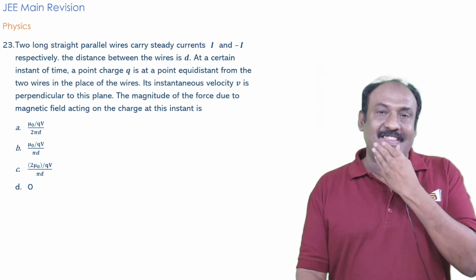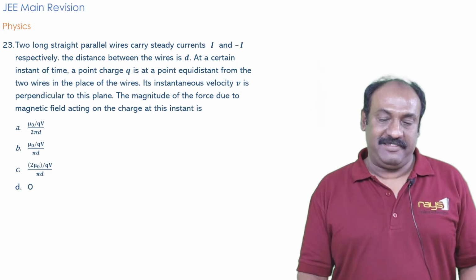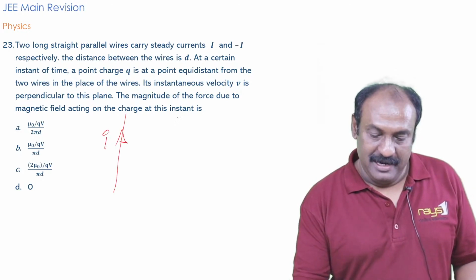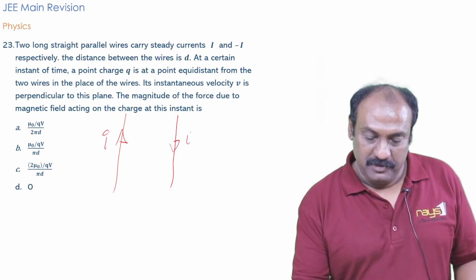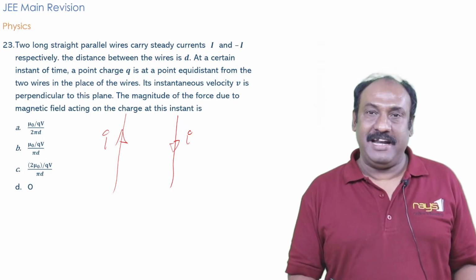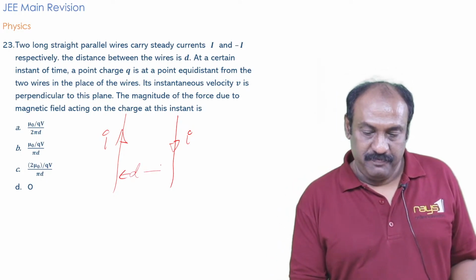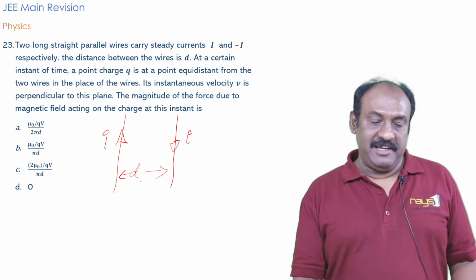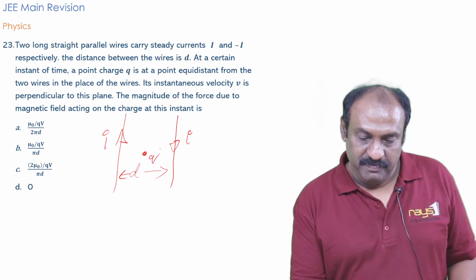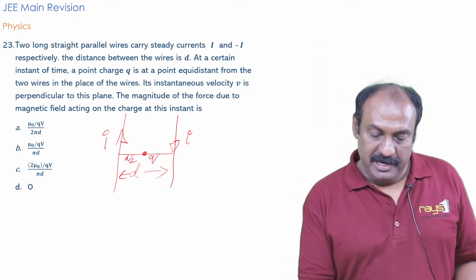Question number 23: two long straight parallel wires carrying steady currents I and minus I. These are the two long straight parallel wires carrying currents in opposite directions. I and minus I means both carry current in opposite directions. The distance between the two wires is d. At a certain instant of time, a point charge q is at equal distance from the two wires, that is, at d by 2 and d by 2.